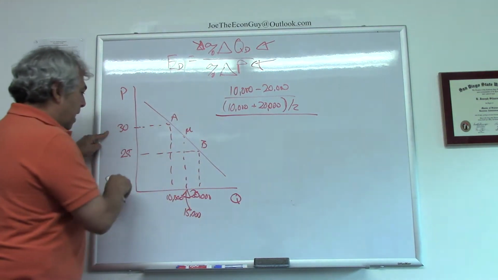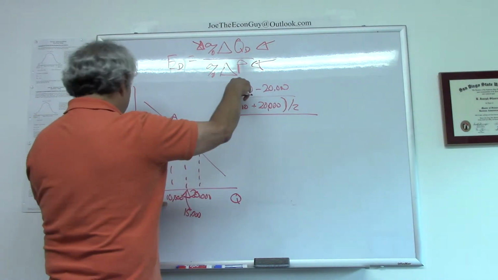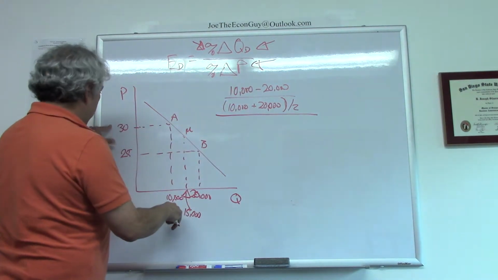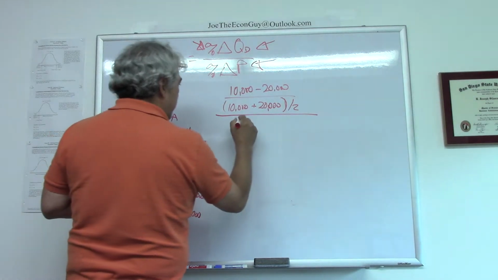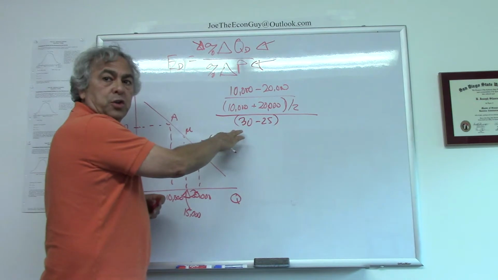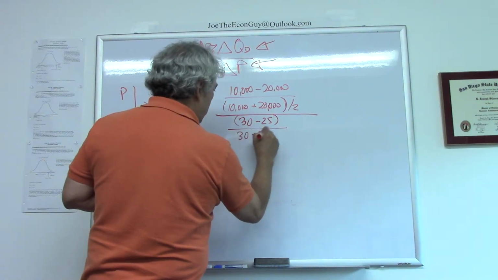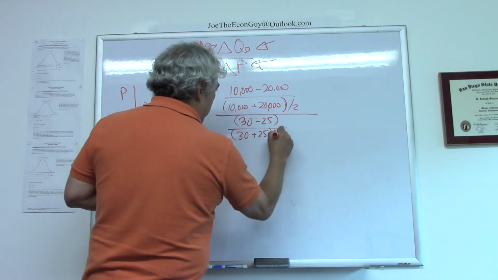What are we going to put in the denominator? We're going to put 30 and 25. So when we're using 10,000 for a quantity, we're going to be using 30 for a price. So we're going to have 30 minus 25 in the numerator portion of the denominator, and we're going to divide that by 30 plus 25 divided by 2.